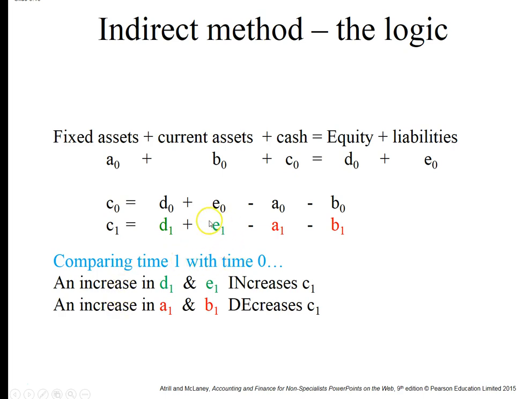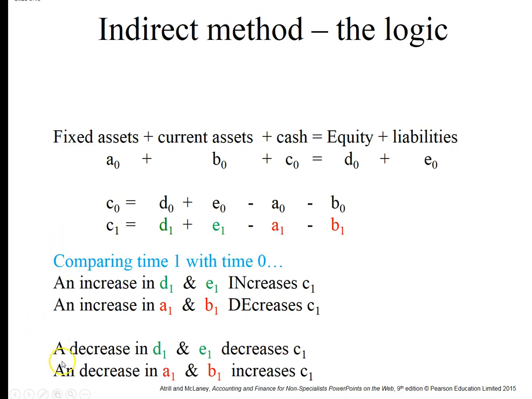So now hopefully it'll be clear simply as a matter of the equation that where D1 and E1, that is equity and liabilities, represent an increase, then that's going to be an increase in C1. And then an increase in A1 and B1 is going to decrease C1. So in that sense we can say an increase in our fixed assets and current assets represents a use of cash, a decrease in the cash balance here. And then an increase in D1 and E1 increases C1, so that we call a source of cash.